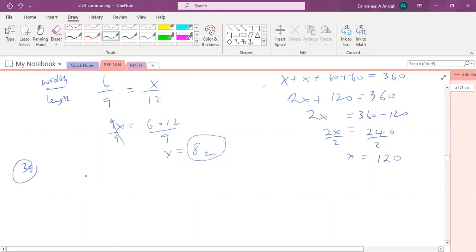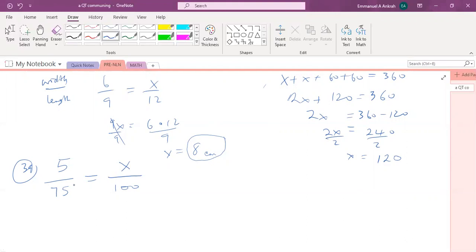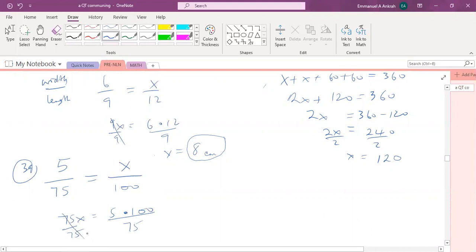What percent of? So looking at the what percent, the percent is unknown, x out of 100. Is, so that's the part, 5, of something of 75, so 75. So your percent proportion should look like this. Use a cross product to find x. So 75 times x is equal to 5 times 100. And then divide by 75. So your x will be equal to 500 divided by 75.